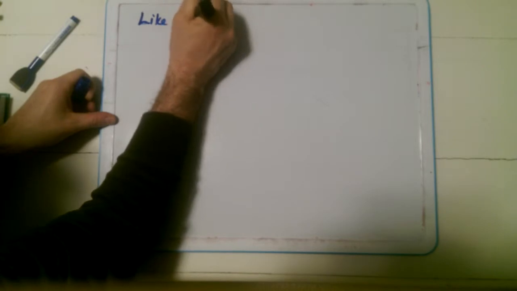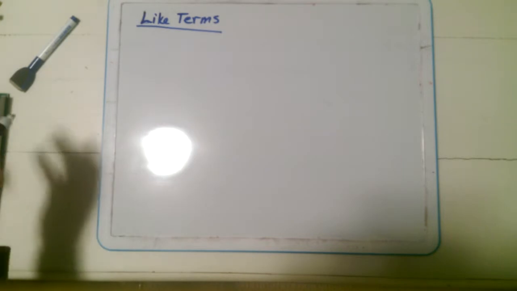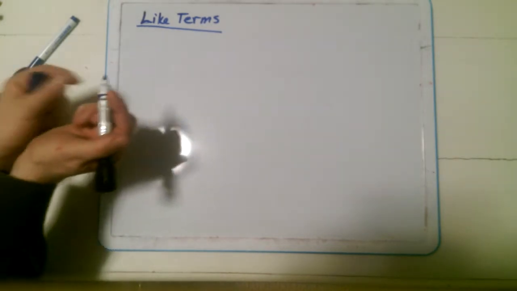And we're going to be looking at something which we call like terms. Now, like terms, we've actually talked a little bit about already, but I just didn't refer to them. But we've talked about terms and how terms are groups of numbers. So like terms are groups of numbers that are obviously alike. They're similar. We can combine them together.